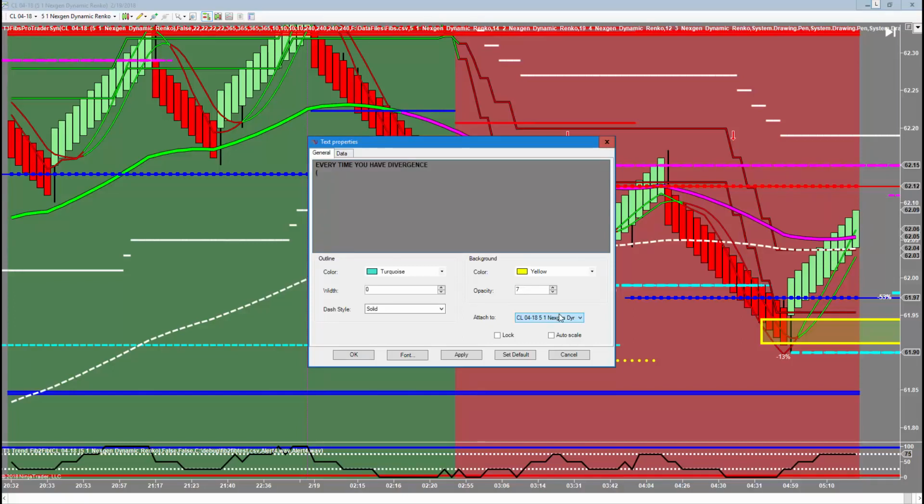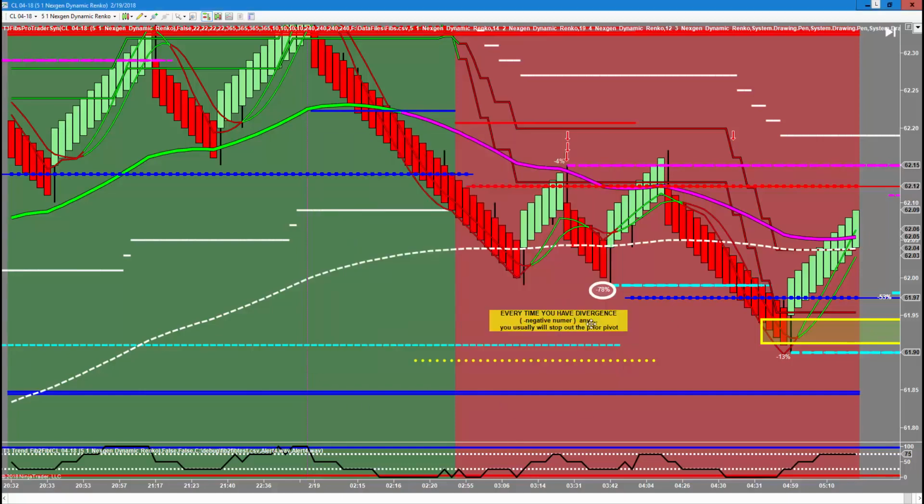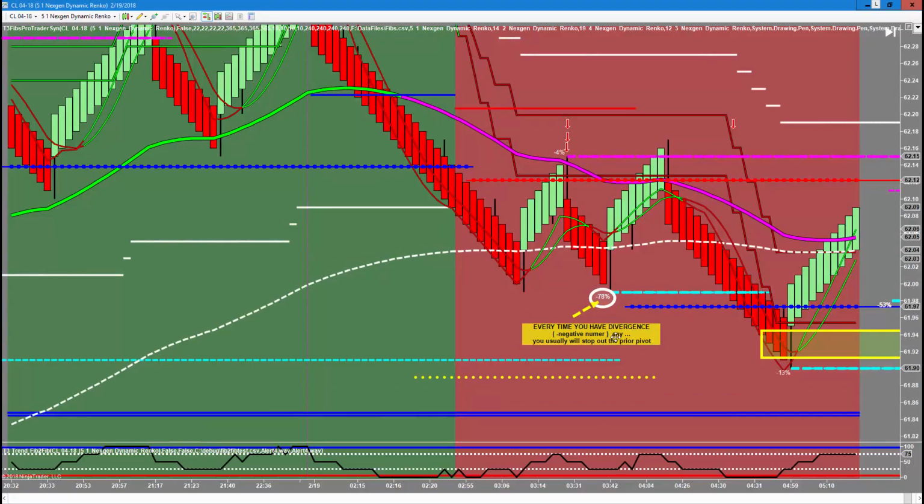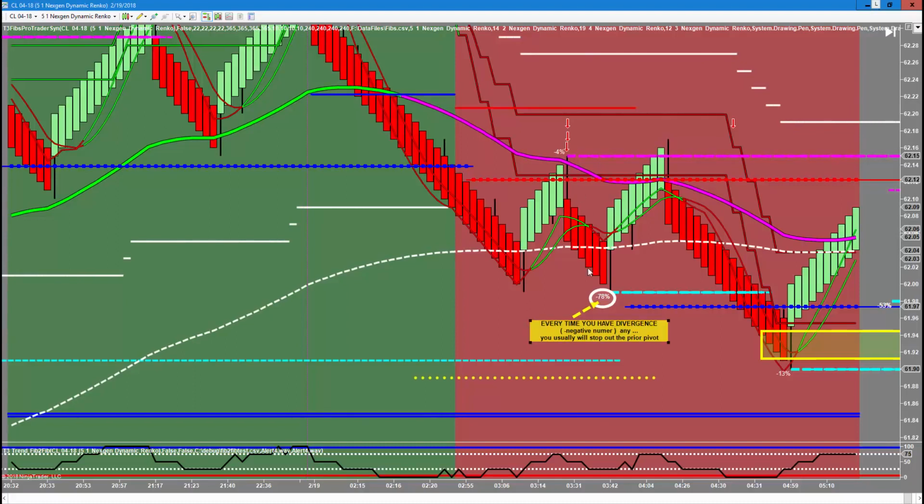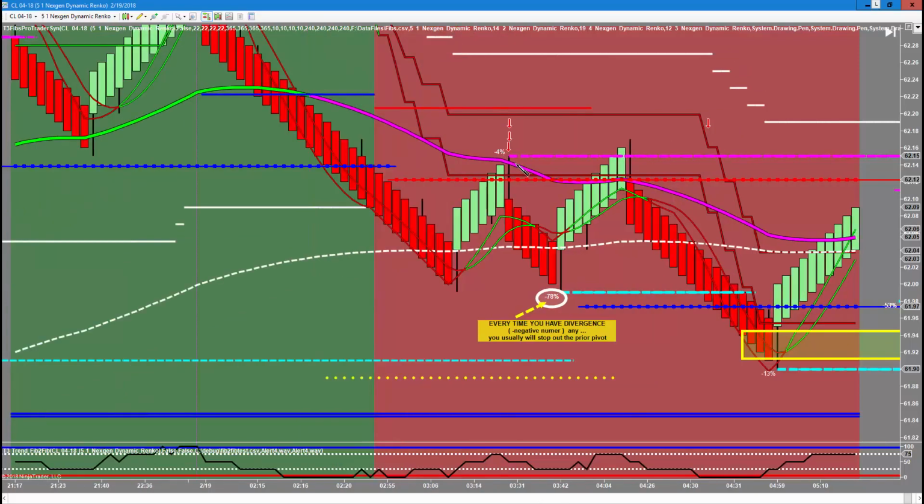So remember, divergence is a negative number. Any negative number, right? Okay, does everybody understand this concept? So I'm talking about this spot right there with that negative number. And what you will need to do in order to look for a pivot stop out, right, stop out of the prior pivot, is find the prior pivot, which just so happens to be right there.